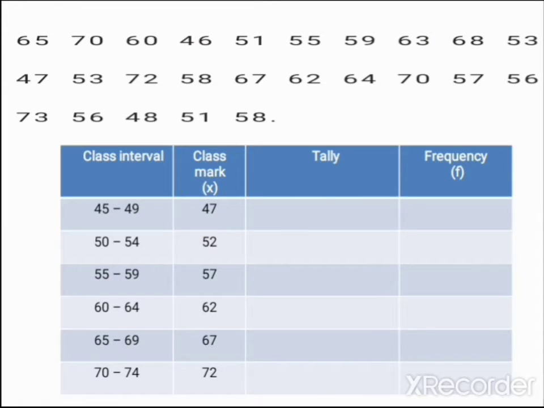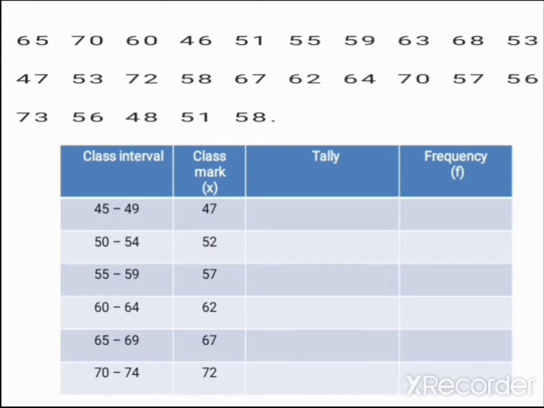Now the class mark. How do we obtain the class mark? The class mark is the arithmetic mean of a class interval, that is, the sum of the limits divided by 2. 45 plus 49 is 94, then divided by 2 is 47. The same thing applies here: 50 plus 54 is 104, divided by 2 is 52. Same thing here: 55 plus 59 divided by 2 is 57. But there's a shortcut to it.